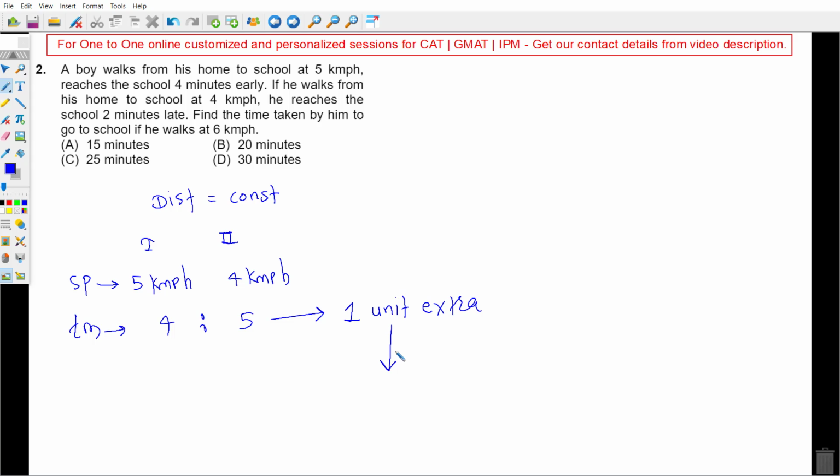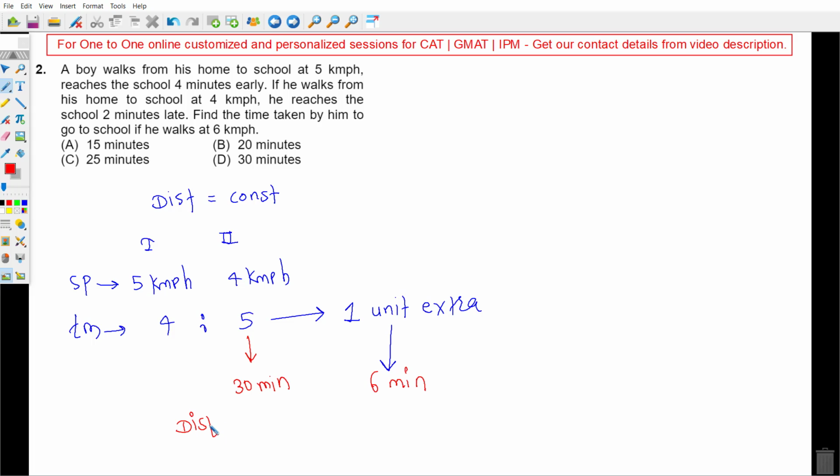So in the second case, how much more time does he take in comparison with the first case? In the first case he is 4 minutes early, in the second case he is 2 minutes late. So can I say in the second case he took 6 minutes more than the first case? Okay, this 1 unit extra represents what? 6 minutes. If this one is 6 minutes, this 5 is how much? 30 minutes. You can take any of the cases, first or second. I will take the second case. If one is 6 minutes, 5 will be how much? 30 minutes.